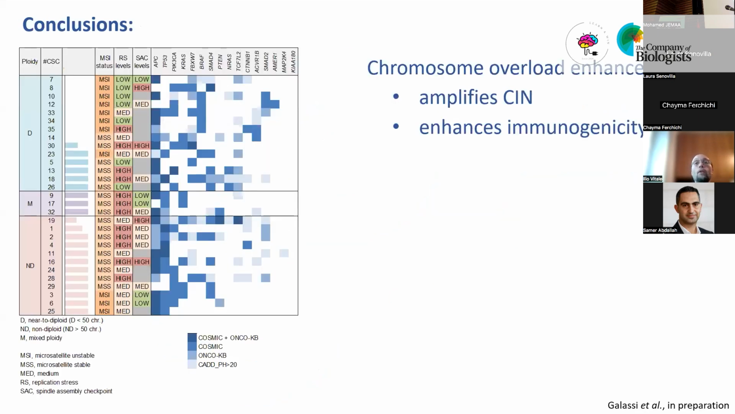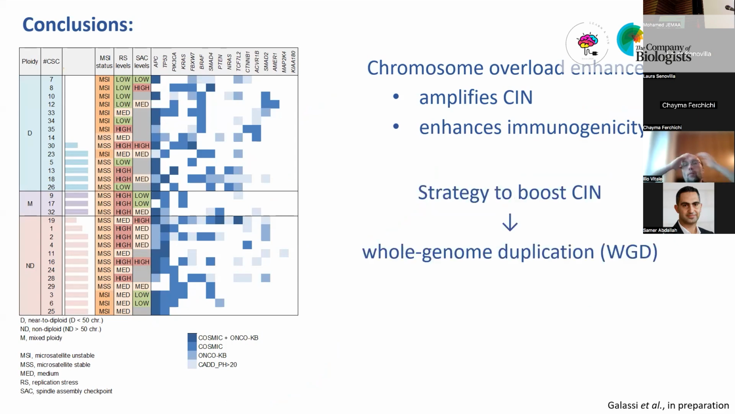So to conclude this part, we observed that chromosome overload, so an increased number of chromosomes, as expected, also enhanced the immunogenicity. And we also confirmed the data we already presented for cancer stem cells. Laura is in the audience, and we worked a lot on this part of the research, and we were happy also to recapitulate these results.